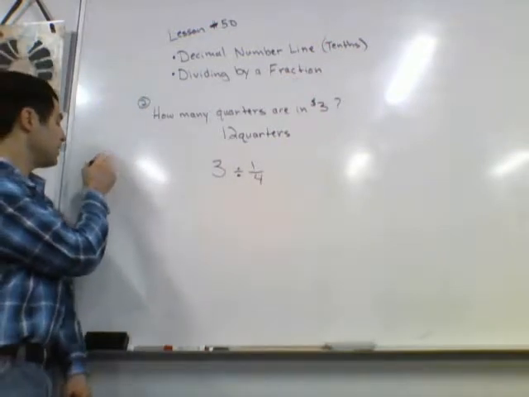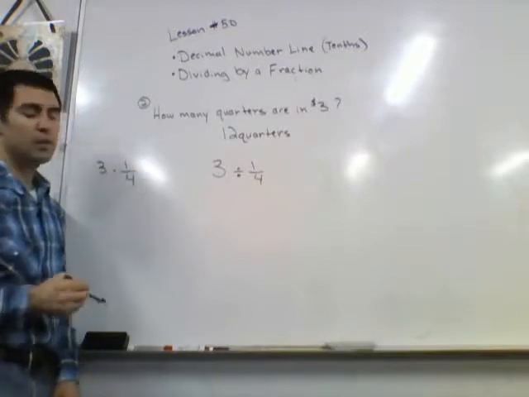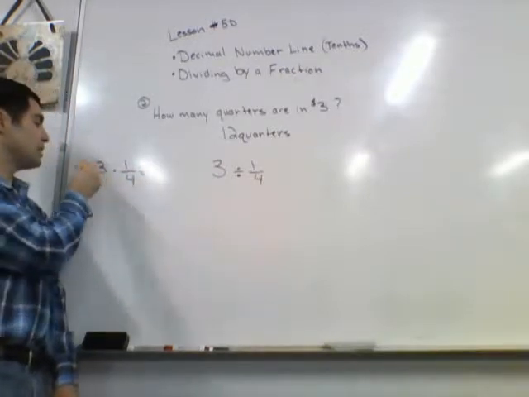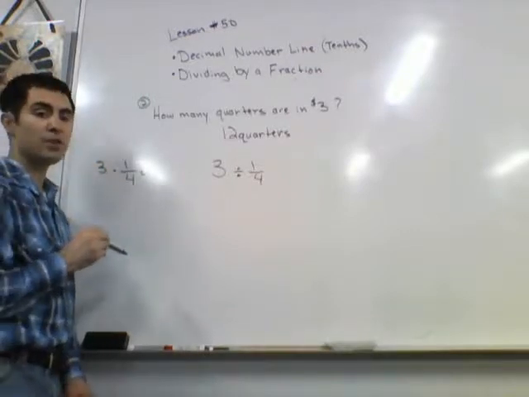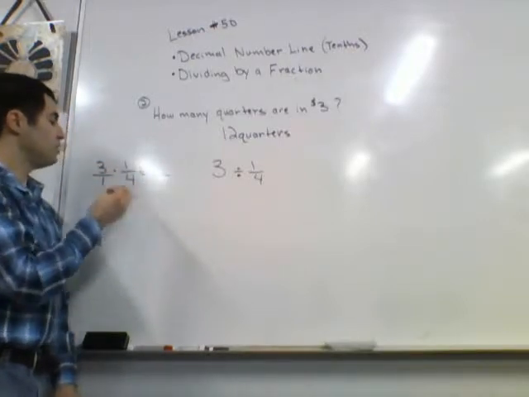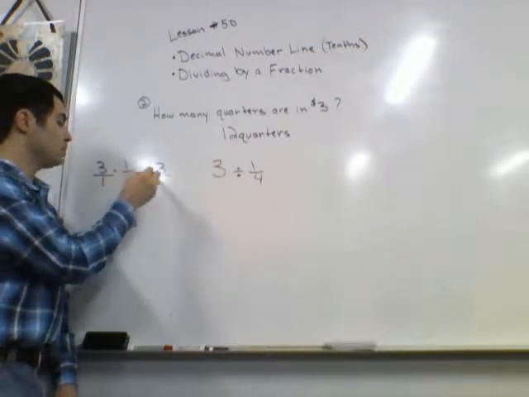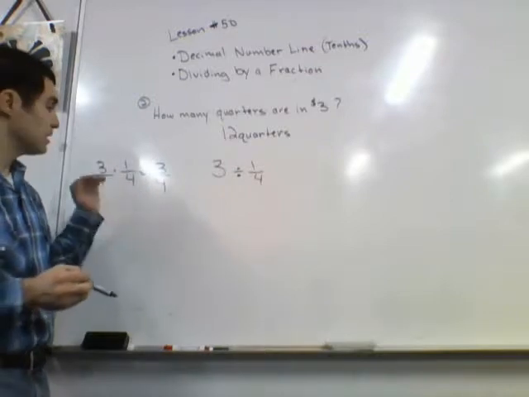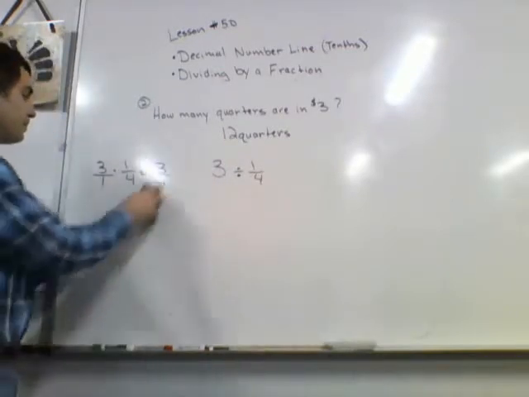Now we know that if we take 3 times 1/4, that's pretty easy. You guys know how to multiply fractions. So I'm going to say 3, whole number, can't multiply it, but that's easy. All you have to do is put it over 1. You guys know that little trick. And then you take 3 times 1, which is 3, 1 times 4, which is 4. You guys know how to multiply fractions. Keep that in mind. We're going to use this in just a second.